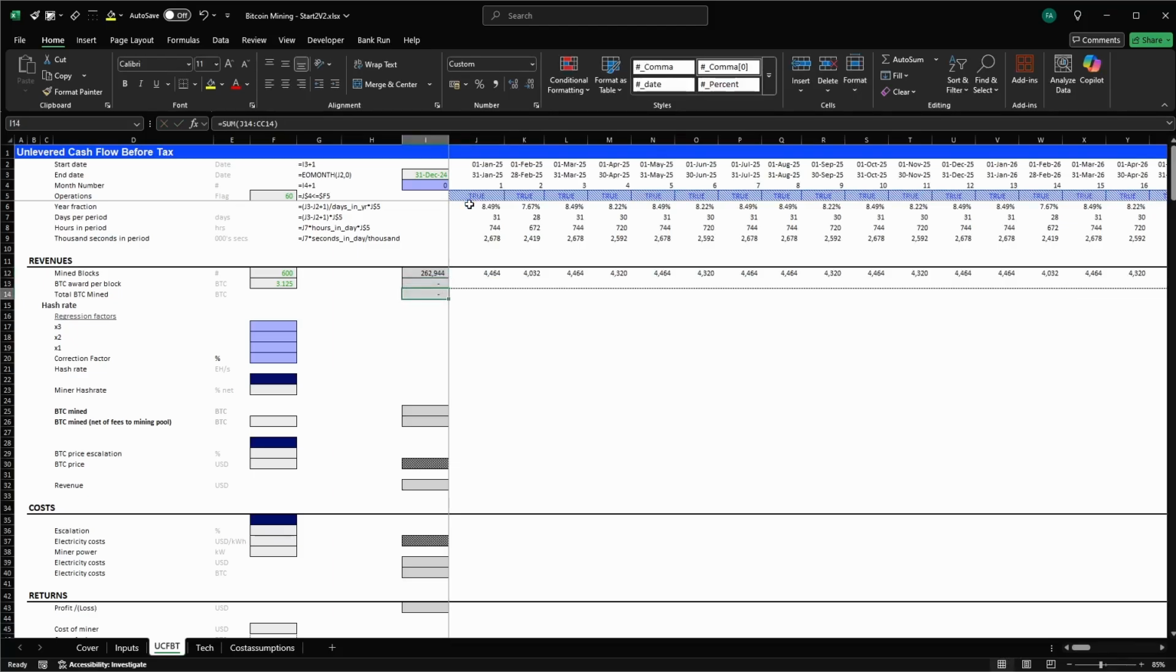I'm going to press Ctrl D so we can copy the same formula from the one above. And now we're going to calculate the BTC reward per block. That's pretty easy. It's just this number over here, F4 3 times, times the flag for the operations period, which is J5, F4 2 times.